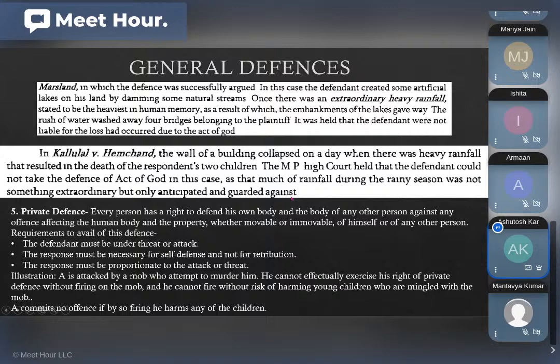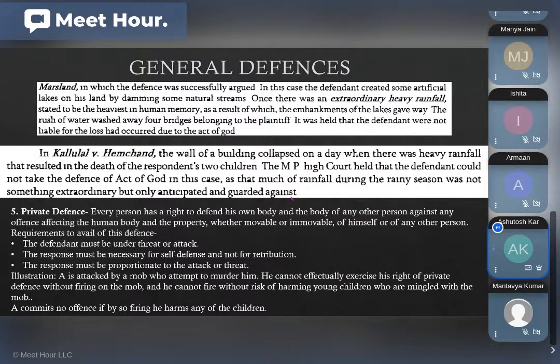In the first case, the rainfall which occurred was extraordinarily heavy. उसको कोई expect नहीं कर सकता था. The embankments which broke down were not due to the negligence on the part of the defendant. But इधर एक wall है तो मतलब भारी बारिश के वक्त तो of course there is a danger to all sorts of construction. So you were supposed to have guarded against such possibilities and you should have anticipated कि कभी ना कभी तो बारिश होगी. That is why you do not have this defense here.